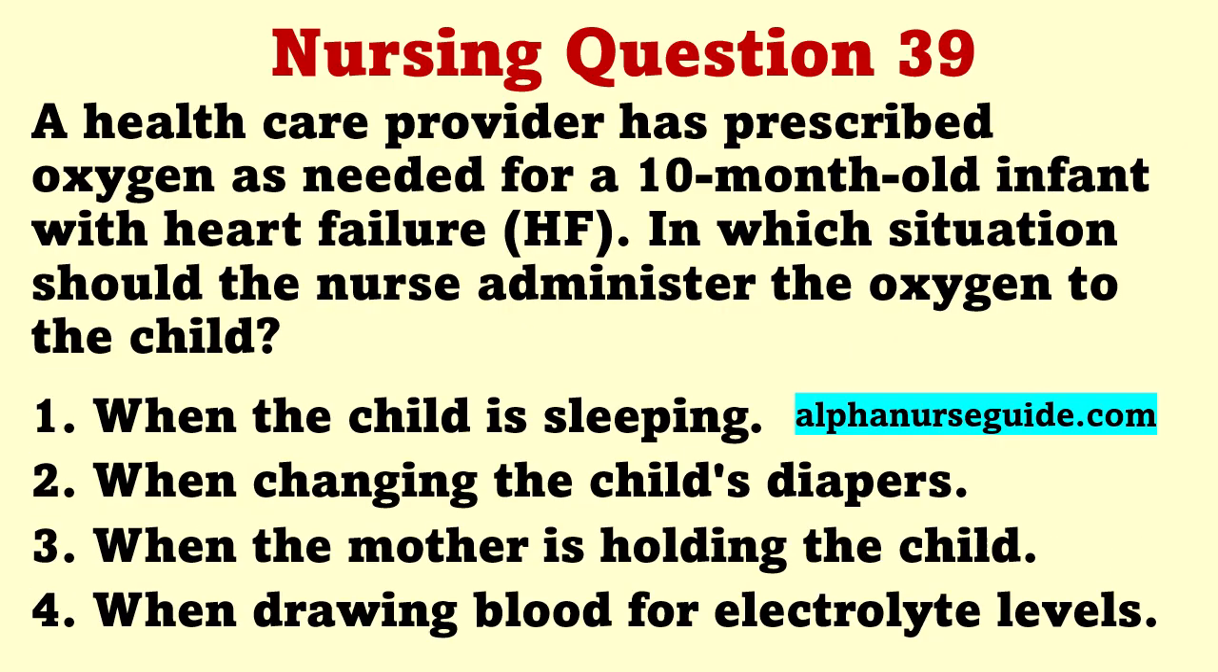A healthcare provider has prescribed oxygen as needed for a 10-month-old infant with heart failure. In which situation should the nurse administer the oxygen to the child? 1. When the child is sleeping. 2. When changing the child's diapers. 3. When the mother is holding the child. 4. When drawing blood for electrolyte levels.